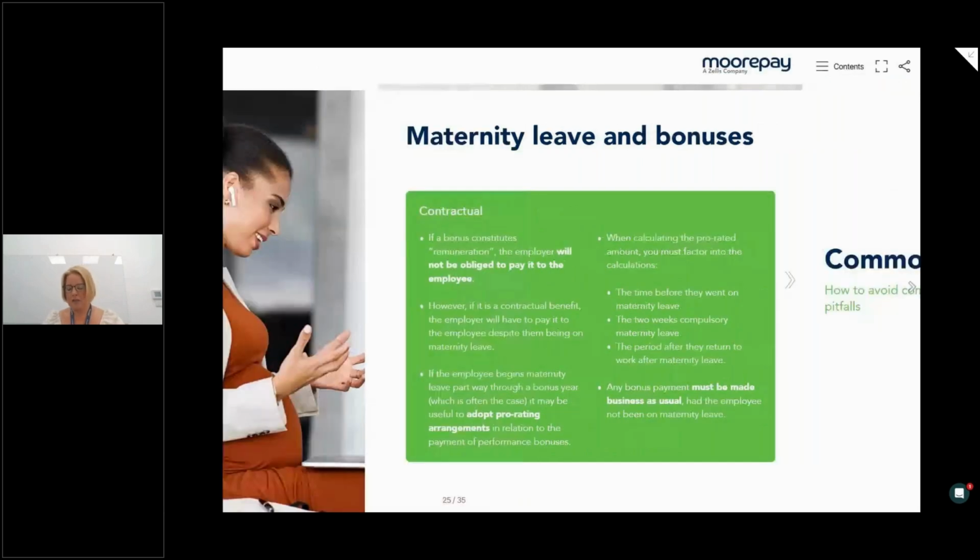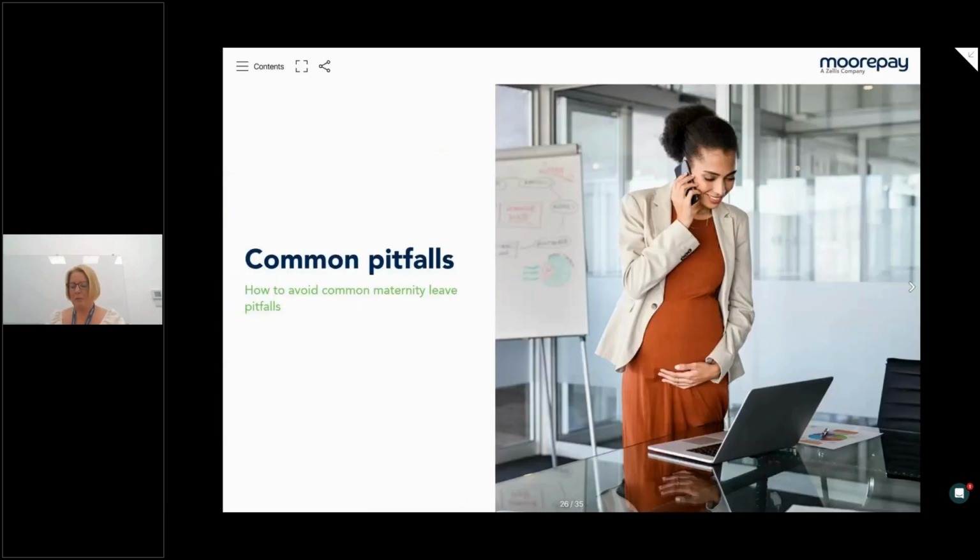Right, so pitfalls. Now there are a number of pitfalls, and I think maternity is one of the scariest topics for an employment law advisor, given it has far-reaching implications. So what are common pitfalls?